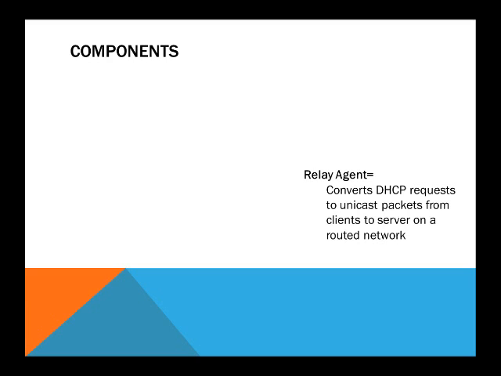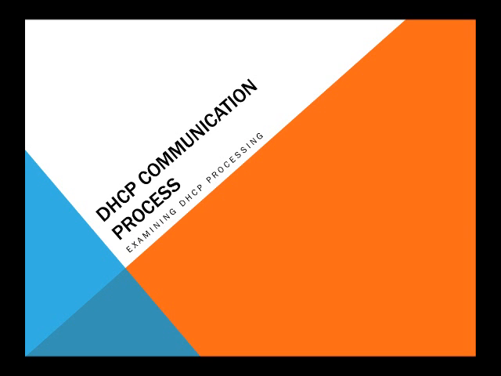The relay agent converts DHCP requests to unicast packets from clients to server on a routed network. Routers will not send broadcast. DHCP requests are broadcast. The router will not forward the request if the server is on a different network. The DHCP relay agent converts the request to a unicast so the router can then forward that.